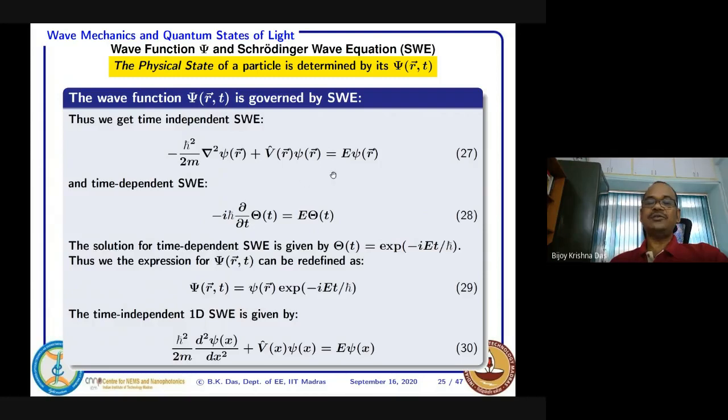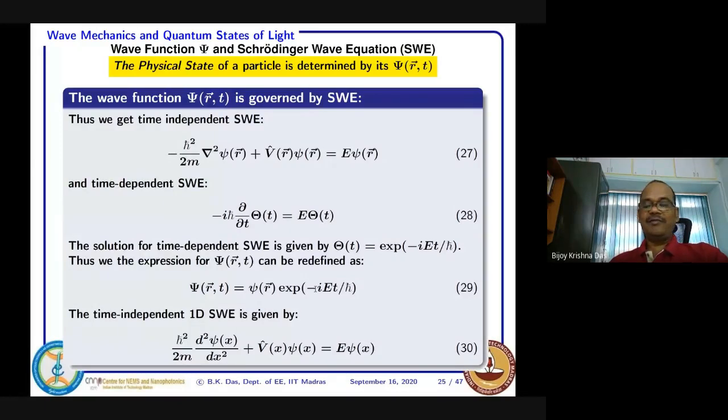So if by chance you know the value of V(r), then you can also solve equation 27. Then you know the entire solution for this psi will be like this: psi(r), whatever you get as the solution from 27, multiplied by psi(theta, t). So that will be the solution of the wave function. So for any quantum particle, if you know the potential distribution, then you can actually solve for the nature of psi.